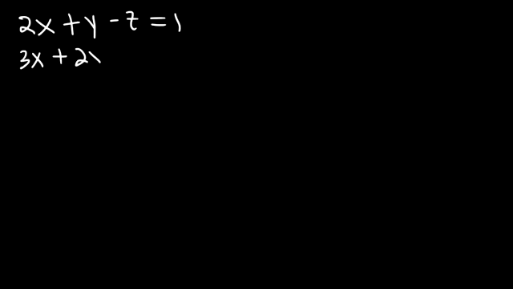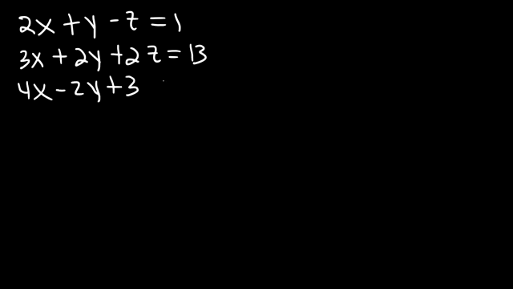In this tutorial, we're going to use Cramer's rule to solve a system of linear equations with three variables. So let's say we have 2x plus y minus z, and that's equal to 1. And also 3x plus 2y plus 2z, and that's going to be equal to 13. And then 4x minus 2y plus 3z, let's say that's equal to 9.